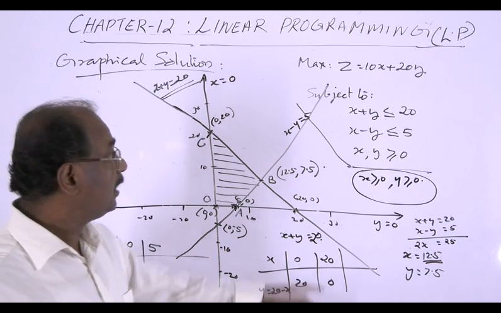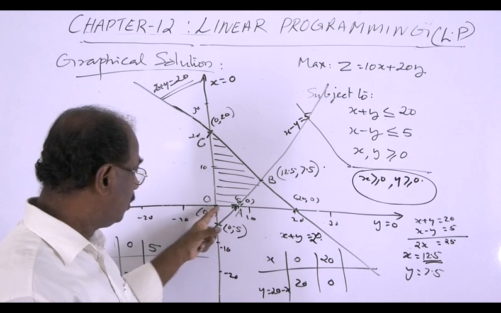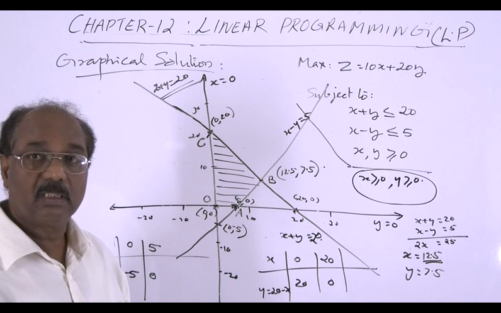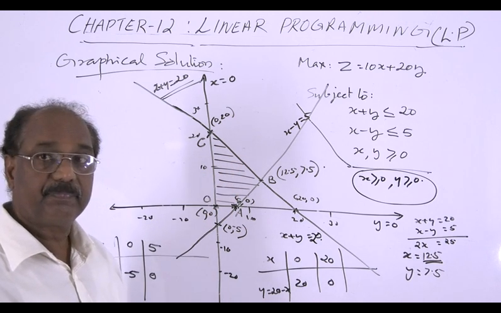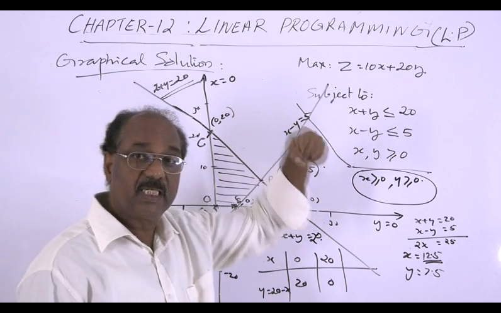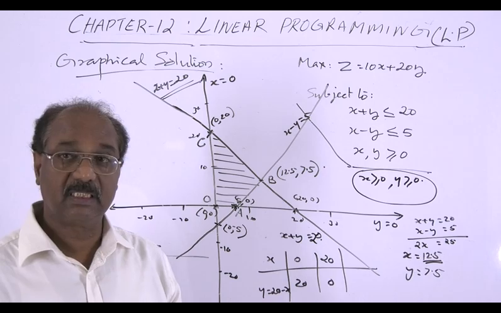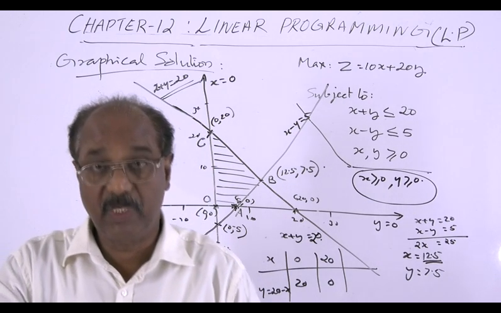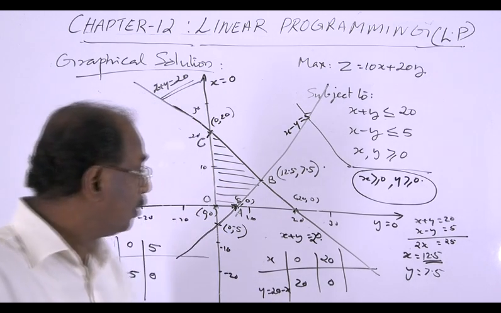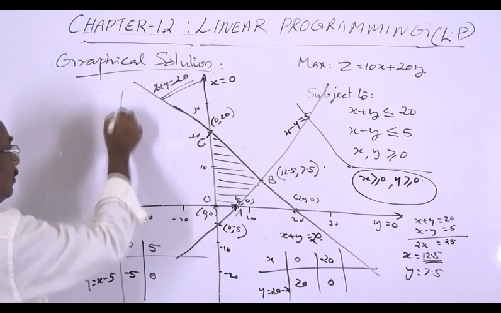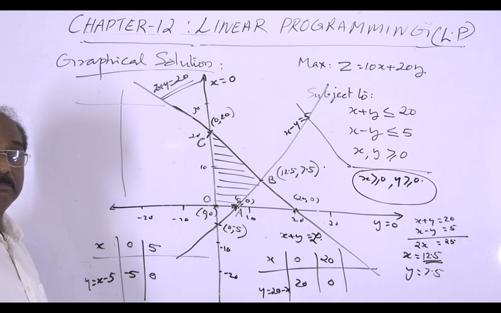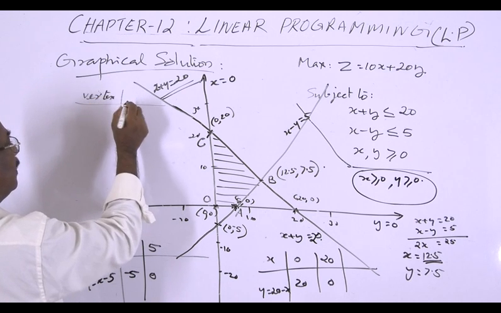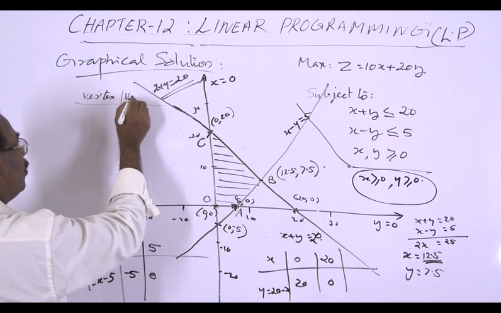Now, find the values of Z at 0, 0, 5, 0, 12.5, 7.5 and 0, 20. Then find the maximum of these values of Z. That is the required maximum value. And now how we can find? So we can have a table. So here, vertex, and the value of Z.